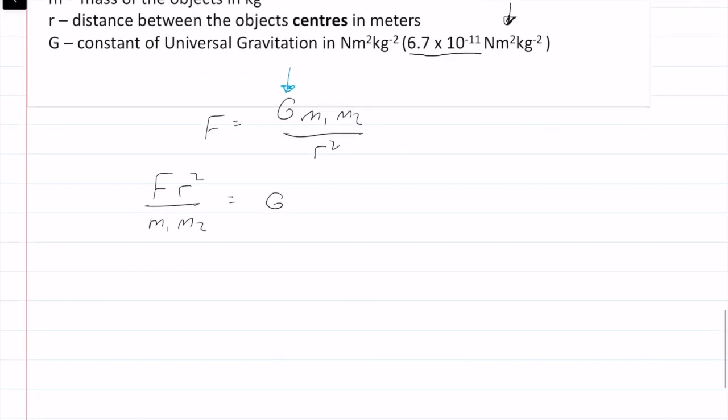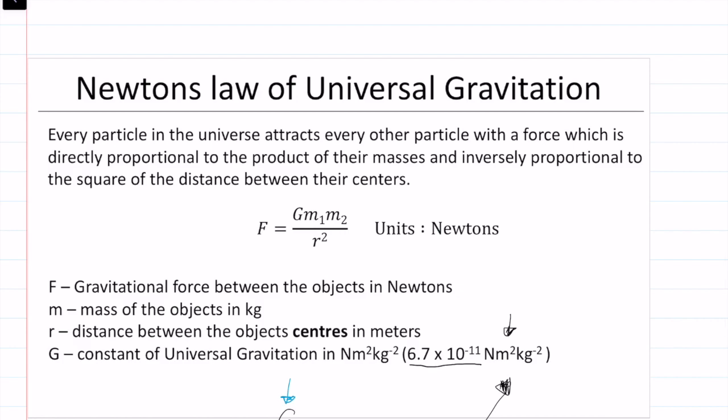Now I look at the units. The units for force is newtons, the units for radius is going to be meters squared, and the units for mass 1 and mass 2 is going to be kilograms times kilograms, which is kilograms squared. So that's how I get to those weird units. If you forget what the units are in a test, then you will be able to get back to them.